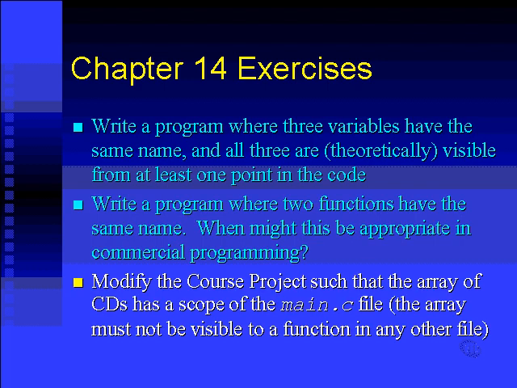Finally, very simple change here, modify the course project such that the array of CDs, remember those array of CDs, has the scope of the main.c file, the entire file. Currently, I believe the array of CDs is a local variable inside main, the function, not main the file. So I'd like you to expand the scope of the CDs such that they can be visible from anywhere in the main.c file. Mind you, there's only one function in the main.c file, that's the main function itself.